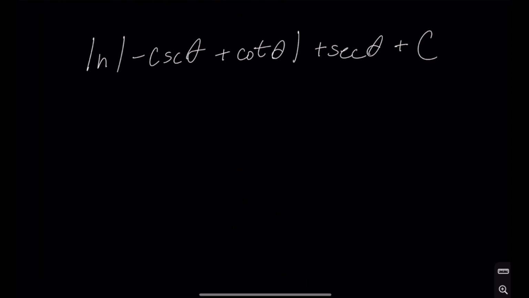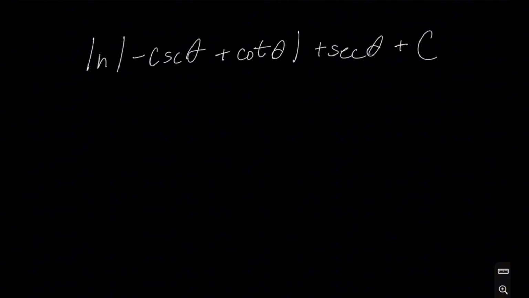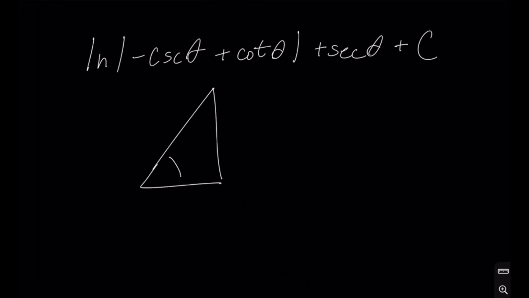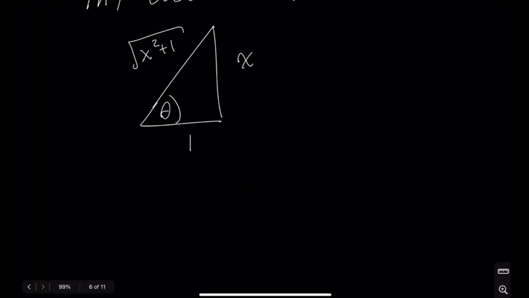This answer is in terms of theta, but our original integrand was in terms of x. And so therefore we must convert back to x in order to accurately display the answer. So our right angle triangle looked like this. This was theta. This was the square root of x squared plus 1. This was 1 and this is x.